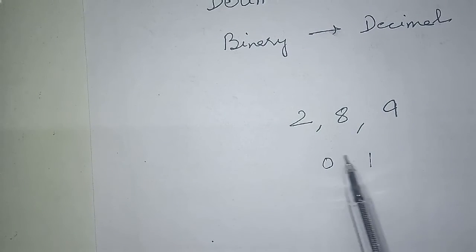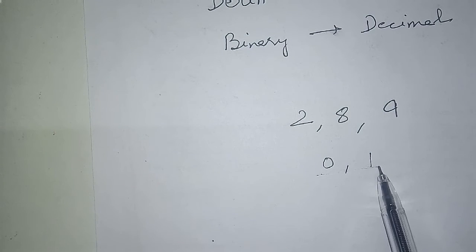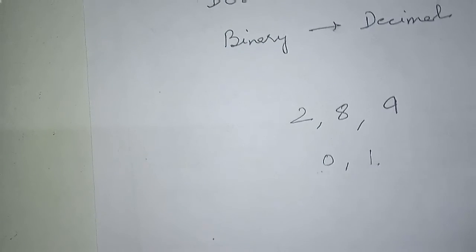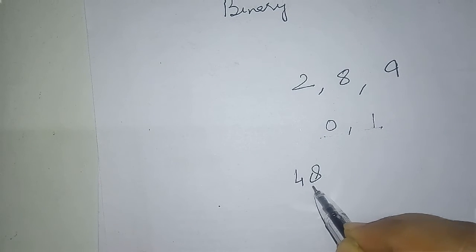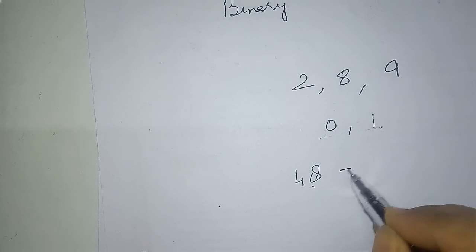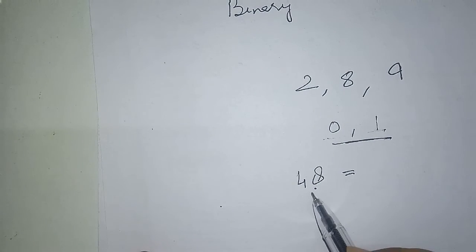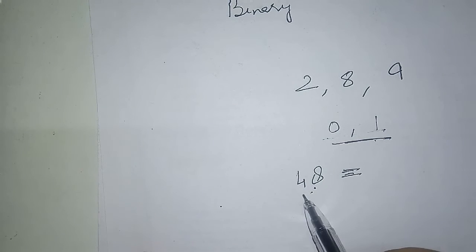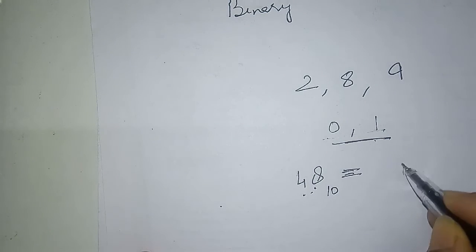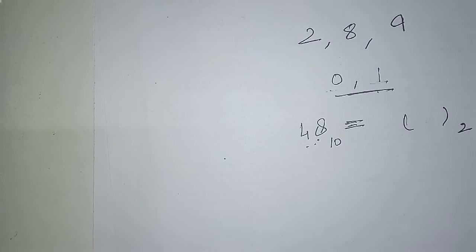So whatever information is entered into the computer needs to be converted into a combination of 0 and 1. So if you are entering the number 48, this 48 needs to be converted into the form of 0, 1. So how are we going to convert this number 48 into 0, 1? To convert 48 into its binary equivalent, we are going to use the process of repeated division.